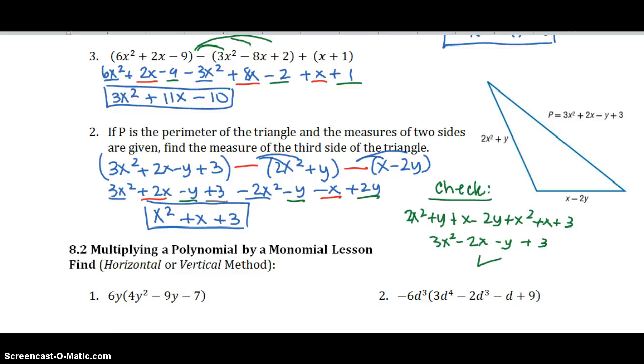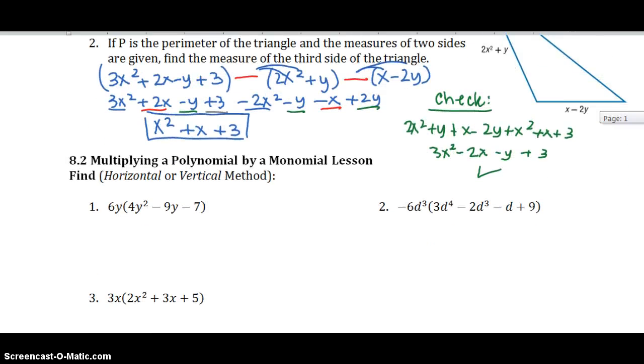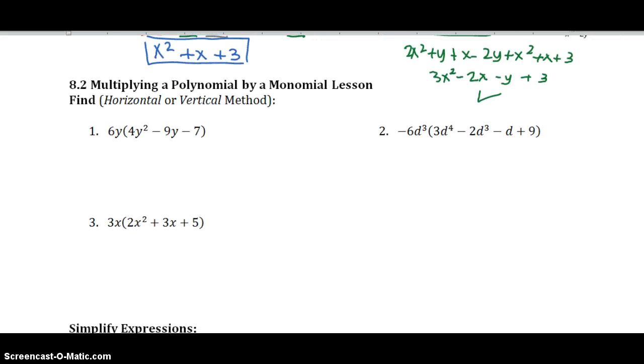Okay, so let's talk about today the new part of our lesson, which is multiplying a polynomial by a monomial. You can do it horizontally or vertically. I tend to do it horizontally. So the number one rule for multiplying is distribute. Don't forget that the whole term gets multiplied by 6y. So that's going to start off with 6y times 4y squared. I don't want to forget to add my exponents, so I'm just going to take my time and write everything out, at least until we get the hang of it.